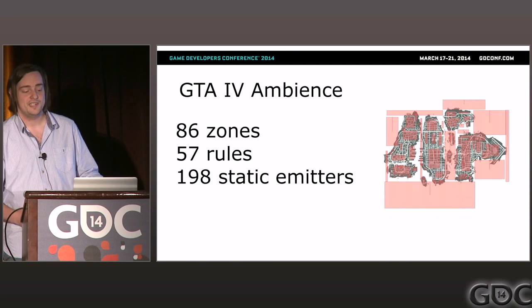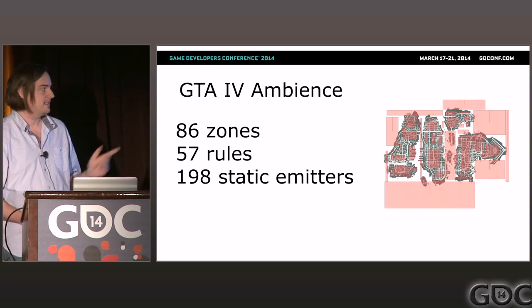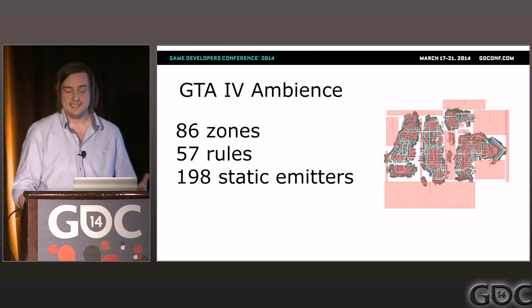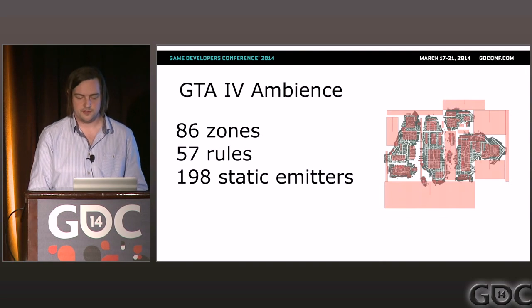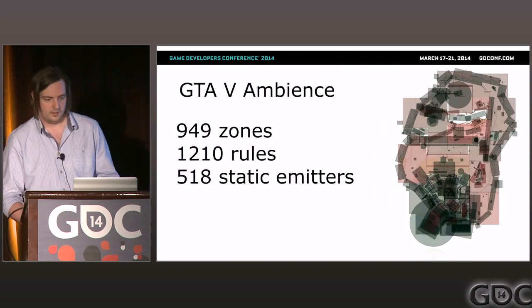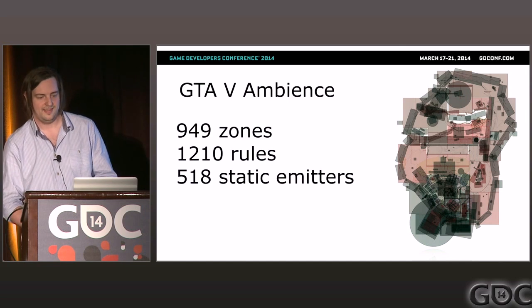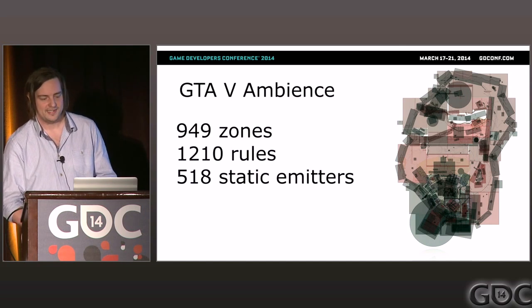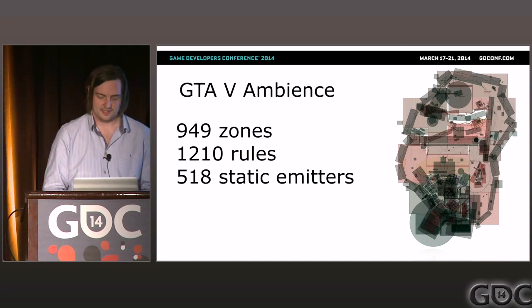So our overall approach in GTA 4, as I mentioned, was really similar. That's the map of 4 on screen. We created 86 zones, 57 rows, about 200 emitters. You can probably guess where the next slide is going to go. So yeah, we created a lot more, safe to say.